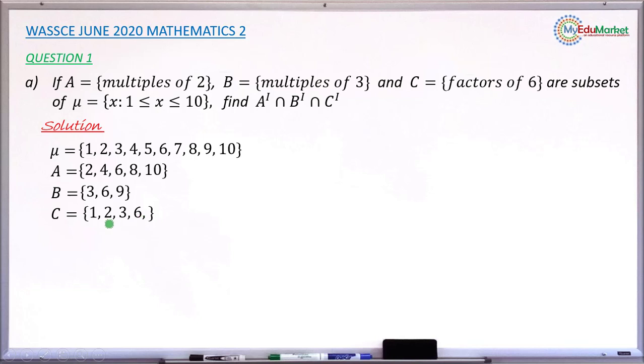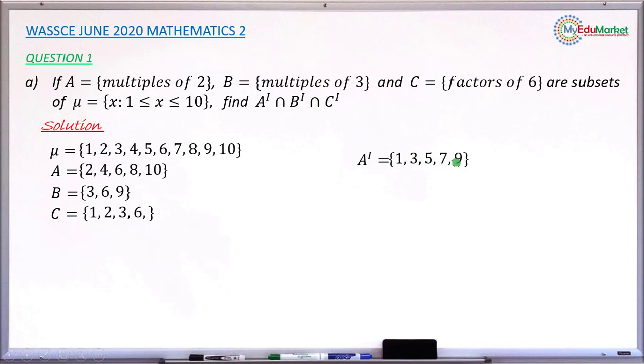So next, you now find what is A complement. This is set A. You find the B complement. This is set B. And you now find the C complement. And this is set C. So starting with the A complement, remember, these are all those elements that are in the universal set but not present in set A. So those elements in the universal set which are not in set A will now be 1, 3, 5, 7, and 9.